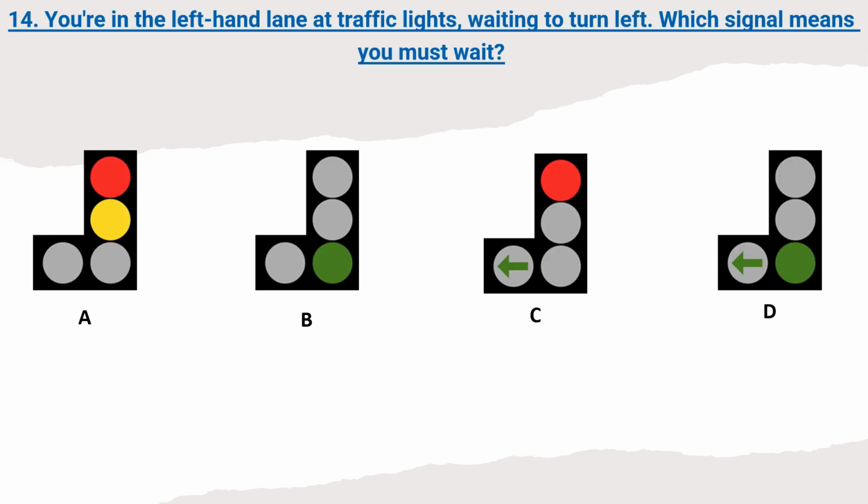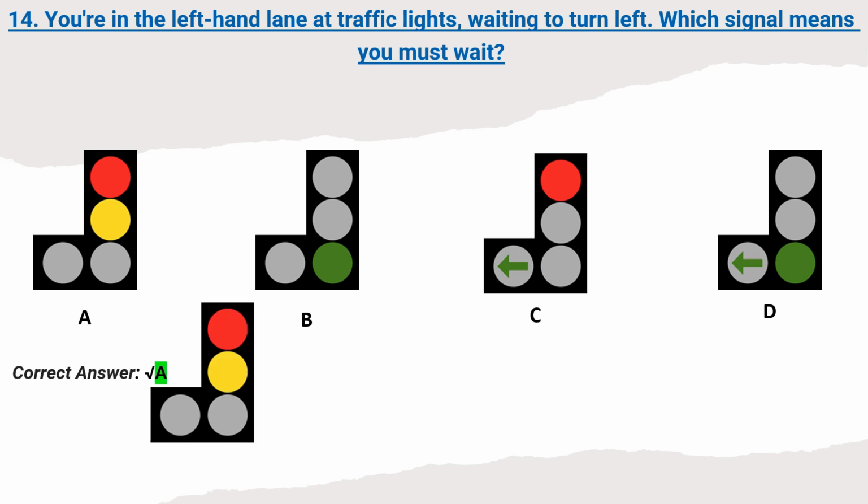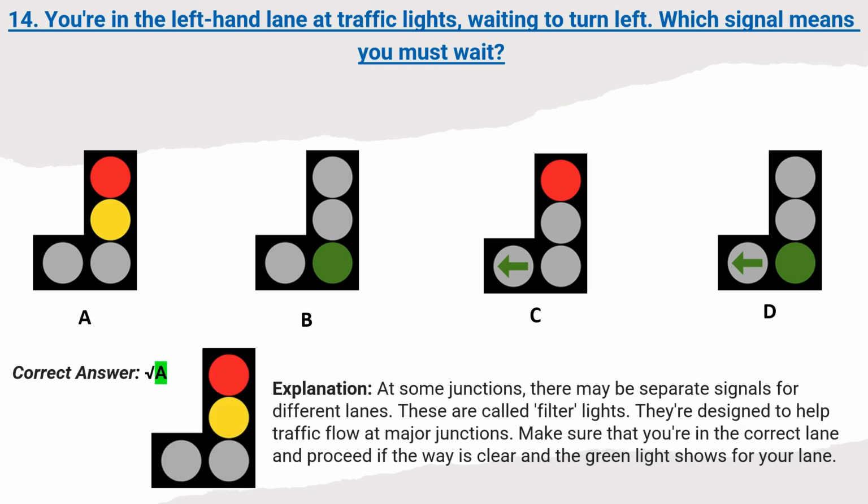14. You're in the left-hand lane at traffic lights, waiting to turn left. Which signal means you must wait? A, B, C, D. Correct answer, A. Explanation: at some junctions, there may be separate signals for different lanes. These are called filter lights. They're designed to help traffic flow at major junctions. Make sure that you're in the correct lane and proceed if the way is clear and the green light shows for your lane.